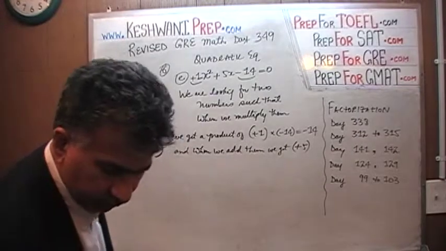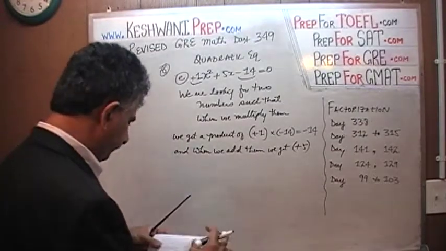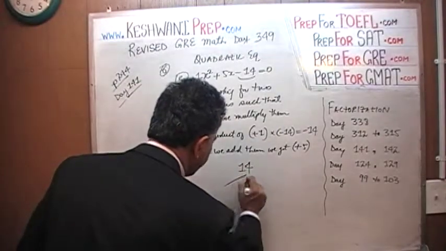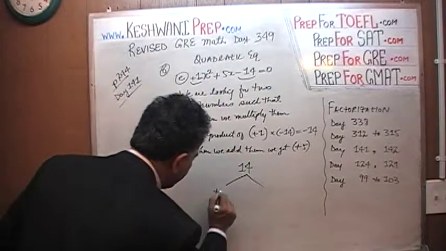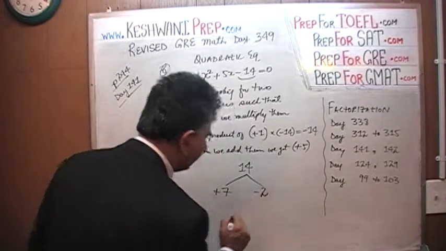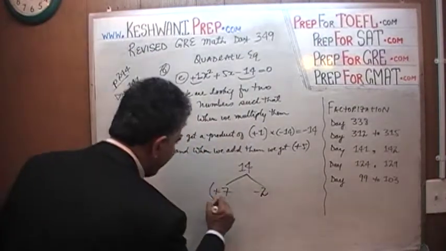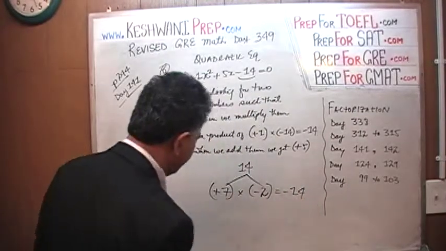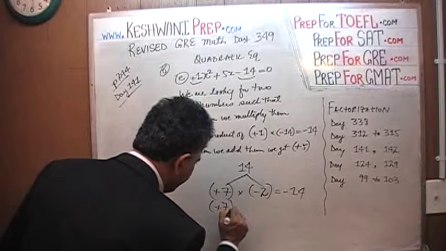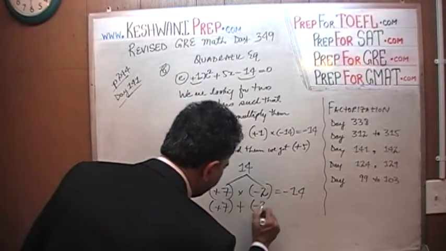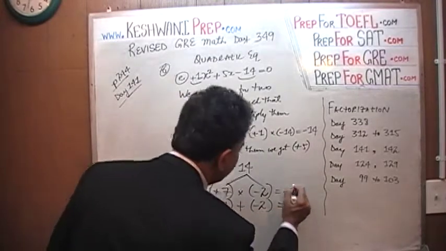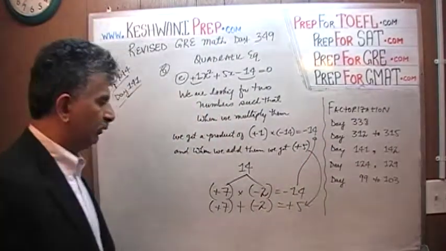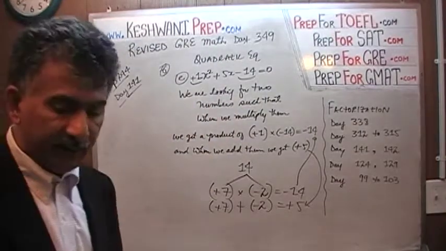The two numbers that we're looking for are, here it is, we can break up 14 as positive 7 and a negative 2. What we find is that positive 7 times a negative 2 gives us negative 14, and positive 7 plus a negative 2 is going to give us positive 5. You see, we're looking for a sum of 5 and a product of negative 14. So we found our two numbers, 7 and negative 2.